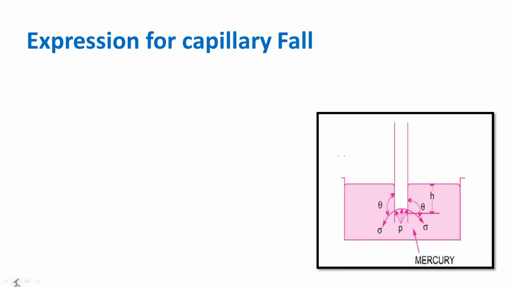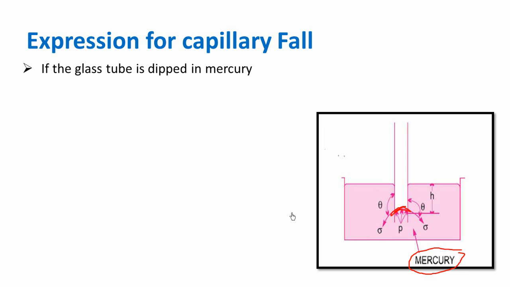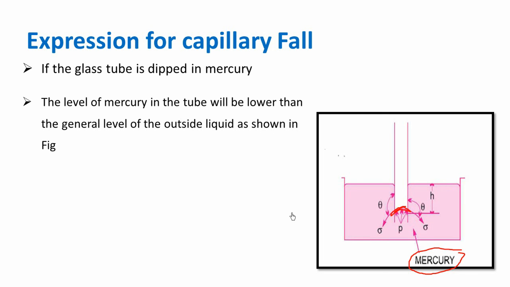Then similarly we'll write the expression for capillary fall. So now we have the same container, and we inserted a glass tube. Now instead of rising, the liquid level falls. This happens when we insert a glass tube in mercury. The glass tube is dipped in the mercury, and the level of the mercury in the tube will be lower than the general level of the outside liquid, as shown in the figure. So this level is lower than the original level.